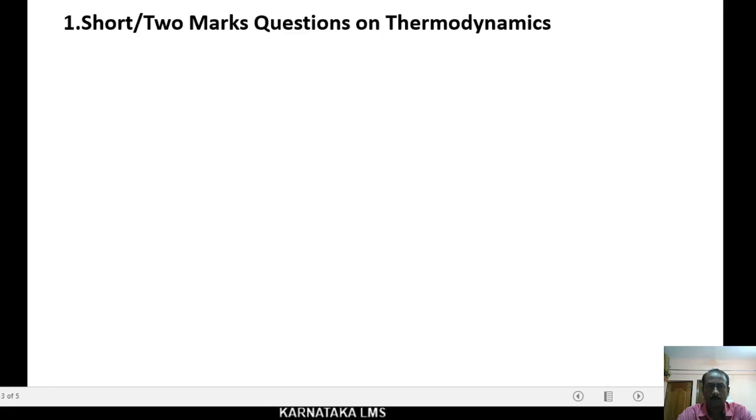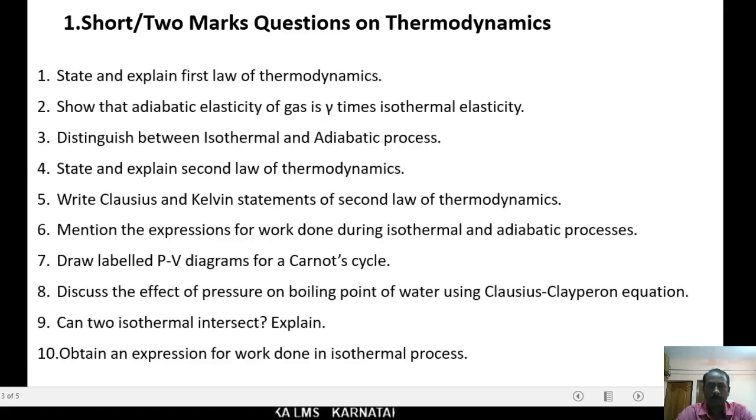Let us see the 2 marks questions on thermodynamics. That means first unit. First question is state and explain first law of thermodynamics. For this one, first write down the statement of the first law of thermodynamics and briefly explain it in a paragraph. Each carries 1 mark.